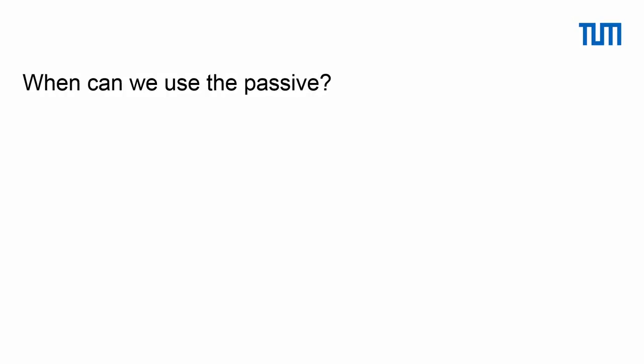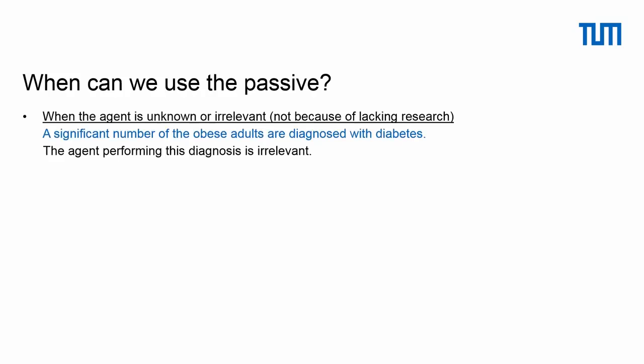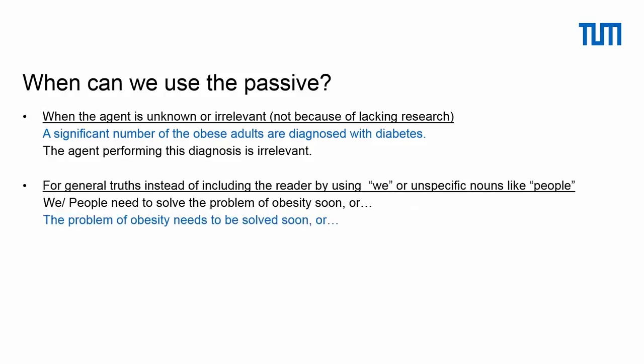Finally, I would like to go over cases where the passive voice is preferable to the active. We have 4 scenarios here. First, when the agent is unknown or irrelevant, like in the example here. Which individual doctors have done this is not important. The second is when we want to refer to general truths but avoid the use of we because it sounds too conversational.